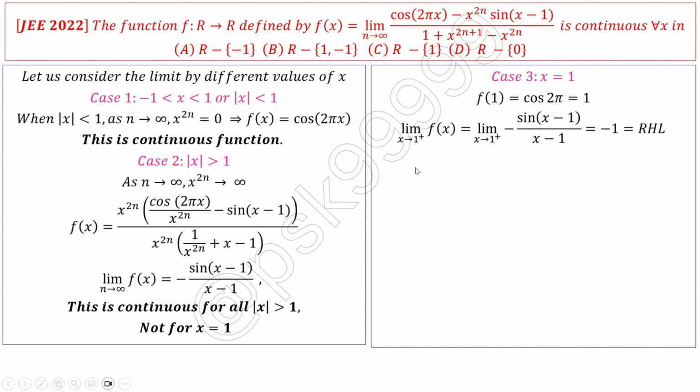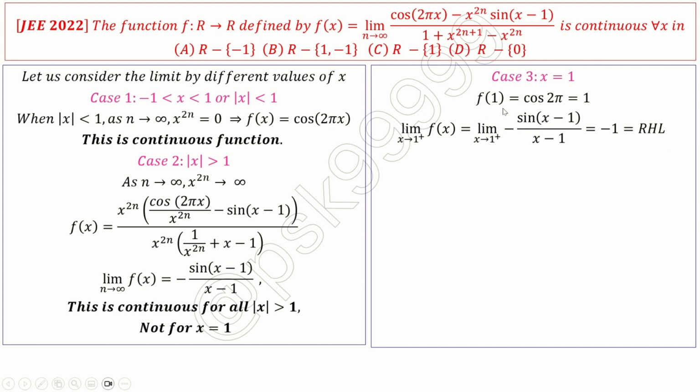That is RHL and LHL. Let me find out. First is RHL. RHL is nothing but 1 plus: if x becomes greater than 1, I should take this definition. Okay, this is my definition. If I take this definition and apply limit x tends to 1 plus, what I will have is minus 1. This is sin x by x form, with x tends to 0. So this is minus 1, this is RHL.